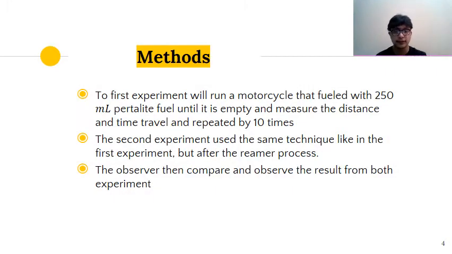There are some methods that will be used in this experiment. In the first experiment, we run a motorcycle fueled with 250 ml of fuel until it is empty and measure the distance and time traveled, 10 times. The second experiment uses the same technique as the first, but after the reamer process. And then lastly, the observer compares and observes the results from both experiments.